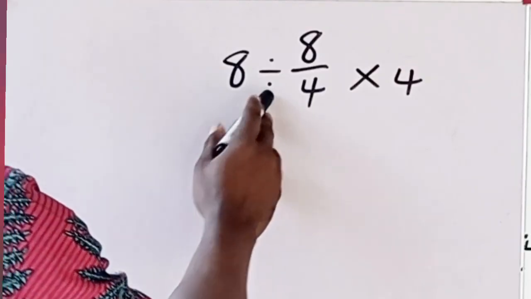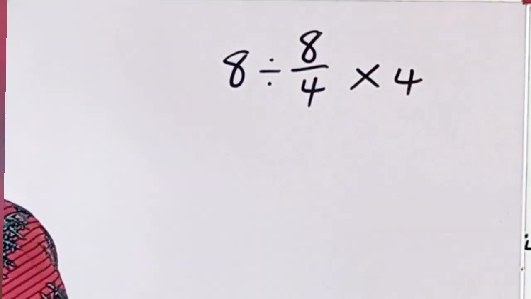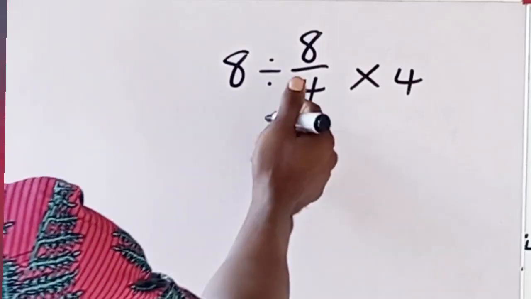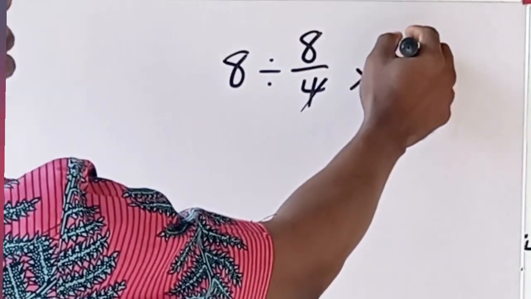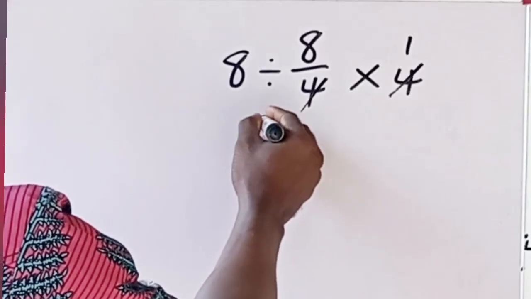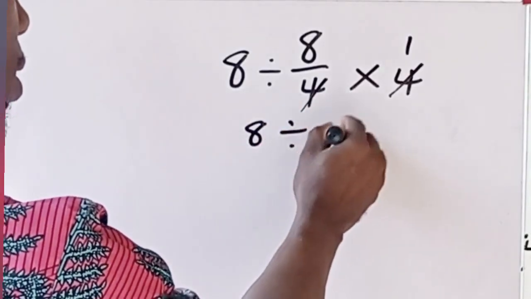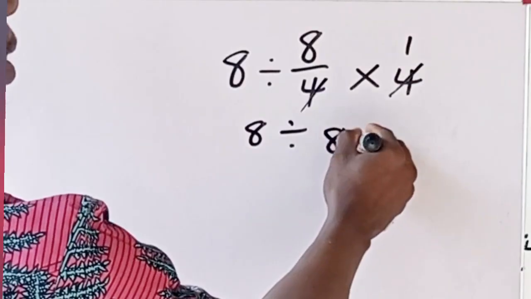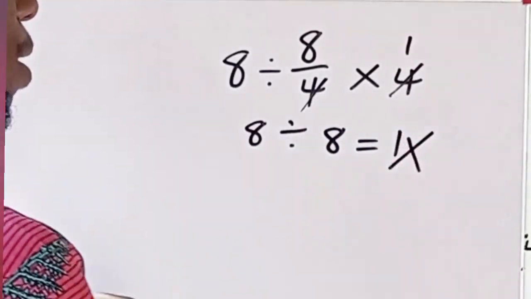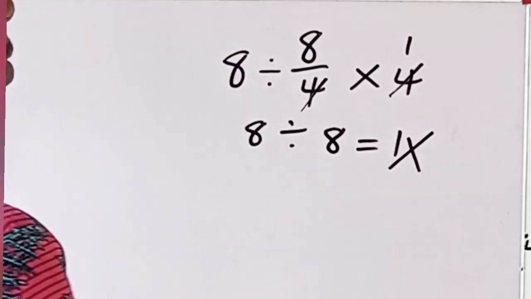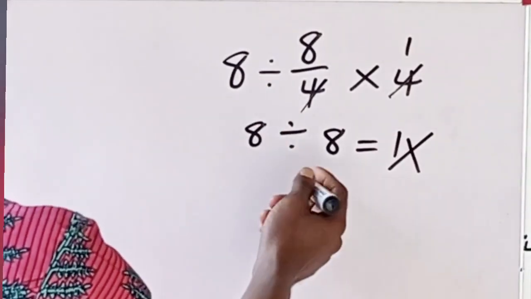8 divided by 8 over 4 times 4. Now, 8 divided by 4, we can do this. 4, we cancel this 4, which is 1. So we are left with 8 divided by 8. 8 divided by 8 will give us 1. But this answer is very wrong. Why? Because we have omitted a rule called order of operation.